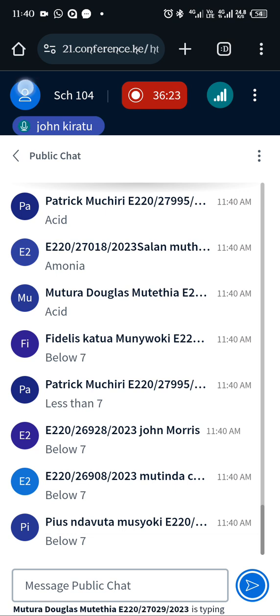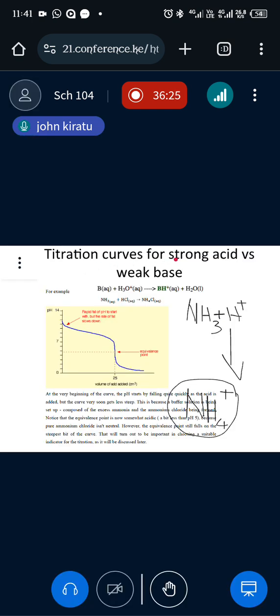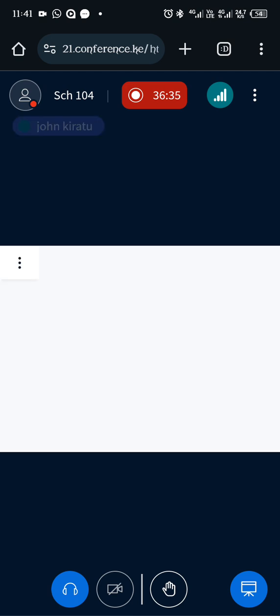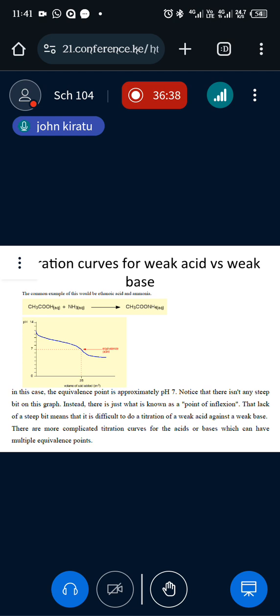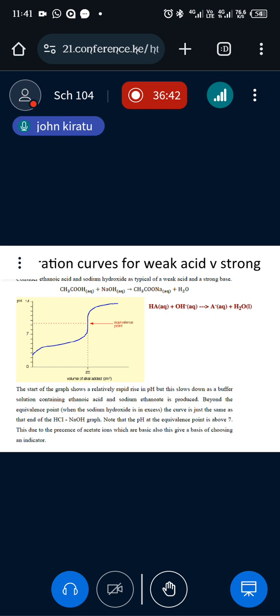So take note of that: when you are reacting a strong acid and a weak base, the end solution is usually acidic, and therefore the equivalence point is usually below 7. Take note of that. Now, I think you understand. Now, what if you do a weak acid this time around?